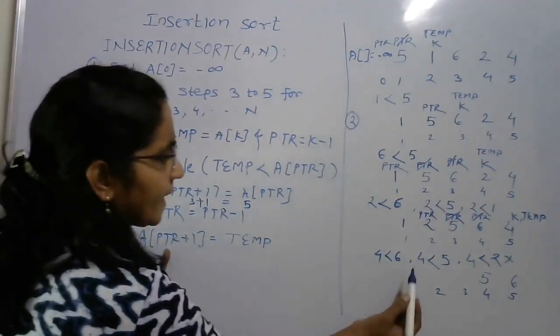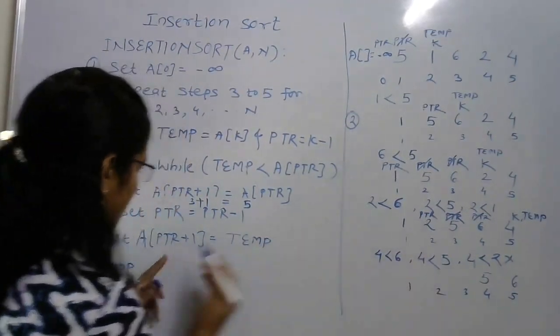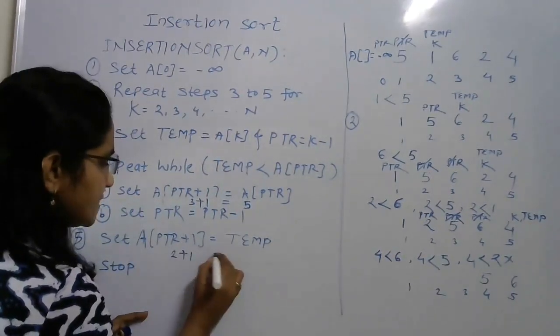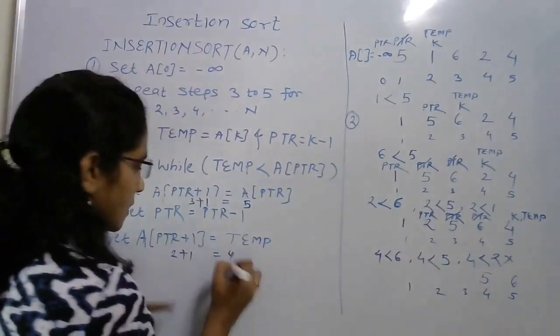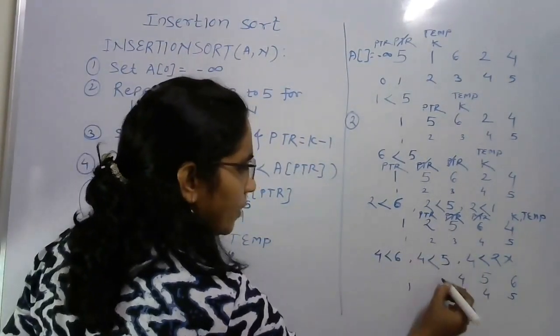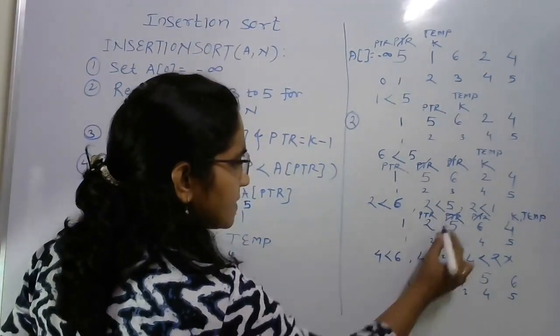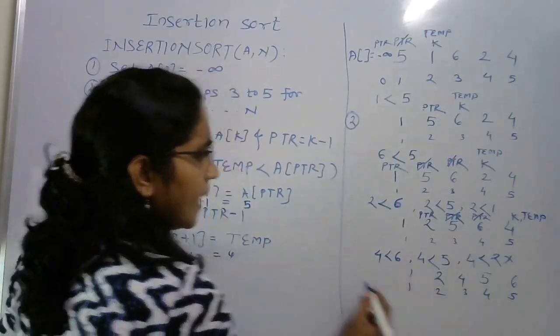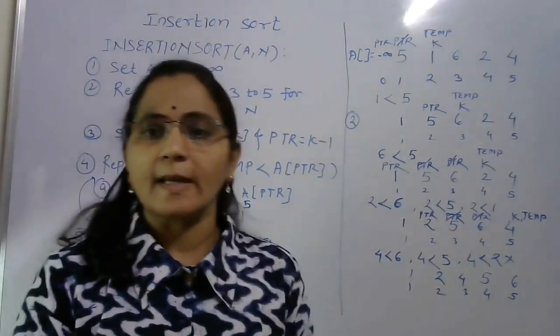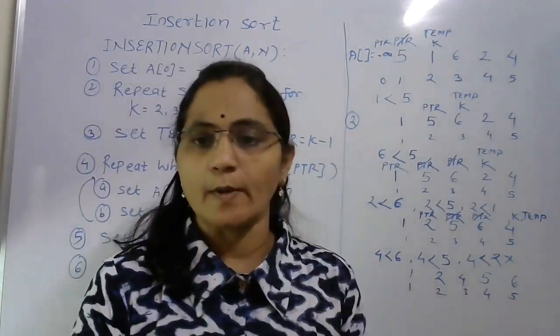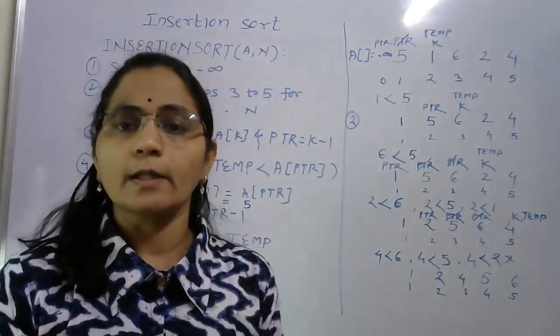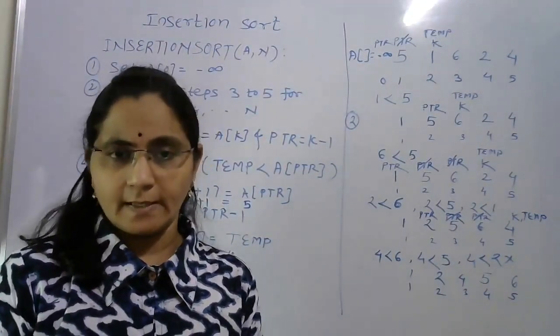Now the value of PTR is what? The value of PTR is 2. So 2 plus 1 means A of 3 is equal to temporary. What is the value of temporary? 4. So at the third location is 4, and the remaining are the same. Here your algorithm is complete, and you finally get the sorted elements 1, 2, 4, 5 and 6. Here the insertion sort algorithm is completed.